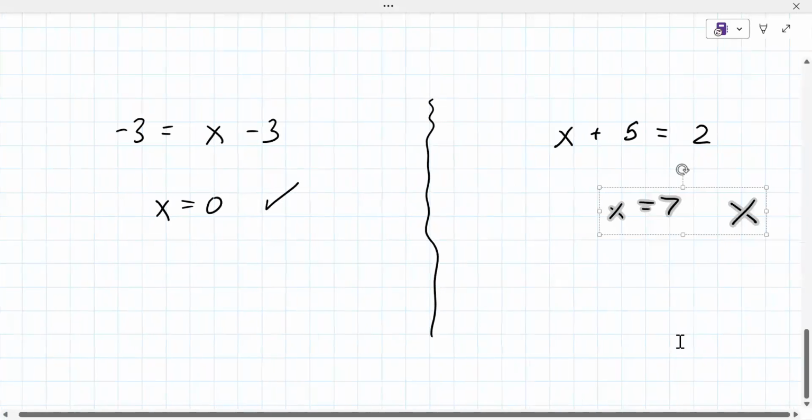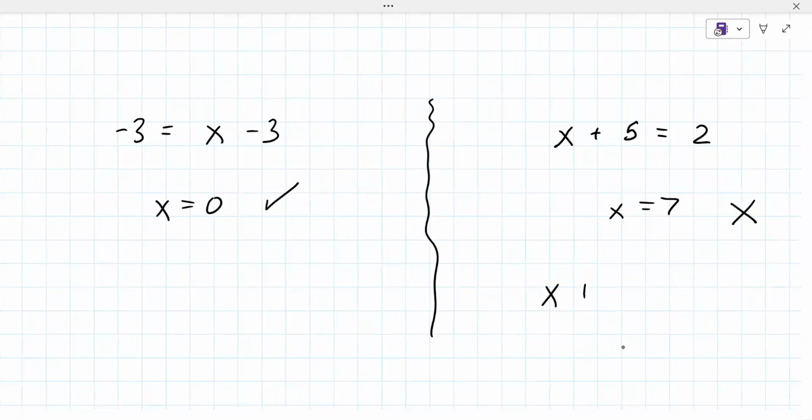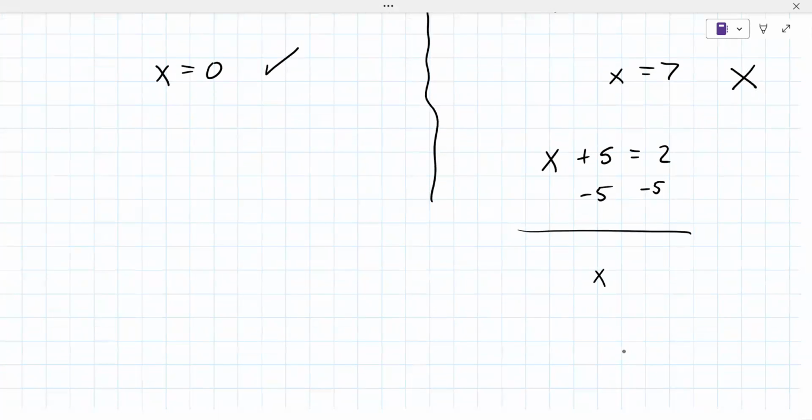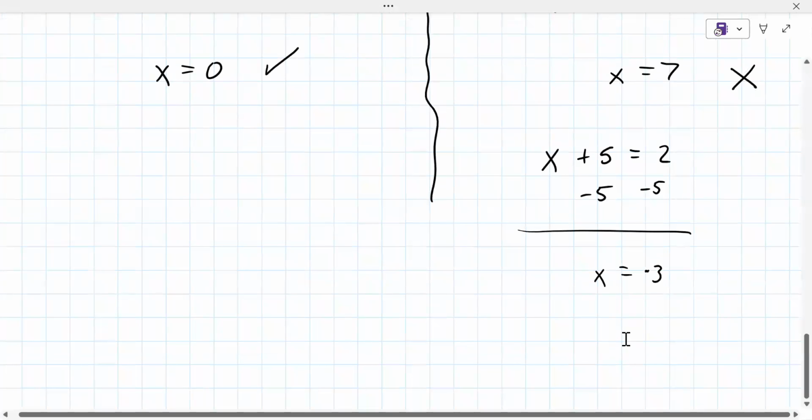So on the right-hand side here, let's take a look at this. x plus 5 equals 2. You're subtracting 5 from both sides. 2 minus 5 is -3. All right, so I'm going to give you 2 more problems to try.